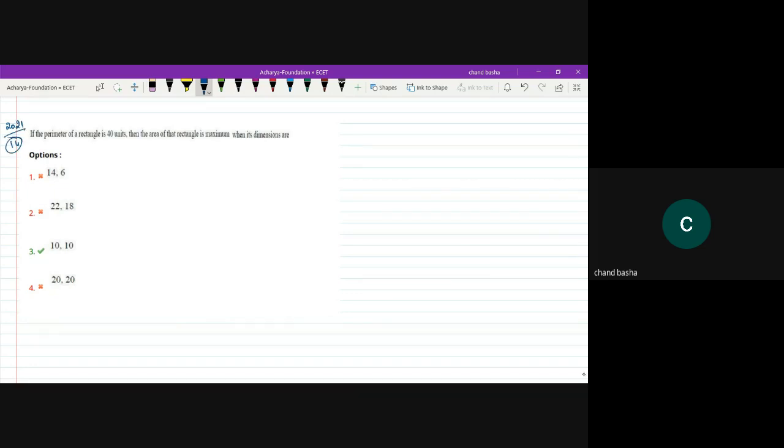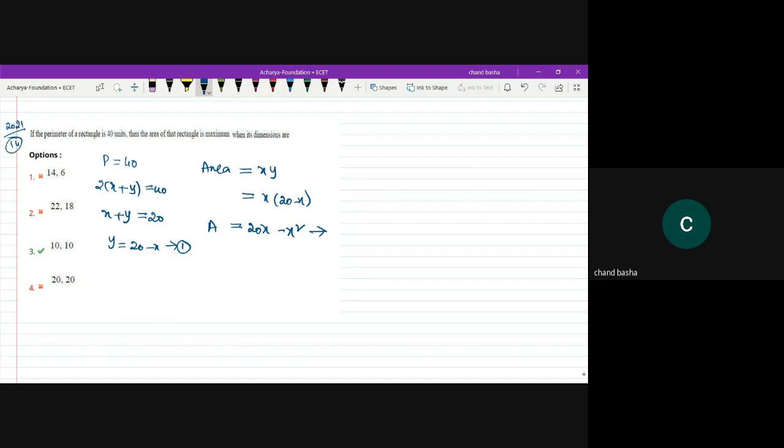So this is 2021. The perimeter P is given as 40. P means 2 times of (x plus y) is equal to 40. From this, x plus y is equal to 20. That is equation number 1. Otherwise y is equal to 20 minus x. What is the area of the rectangle? Area is equal to length into breadth, that is x into y, which is 20 minus x. That is equal to 20 times x minus x square. I am taking this as A, equation number 2.